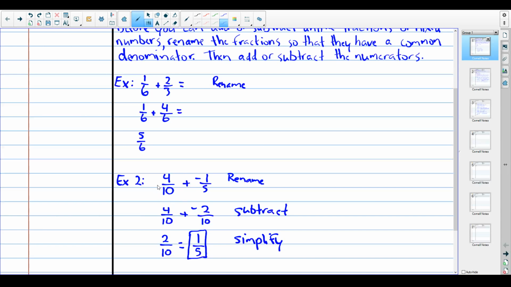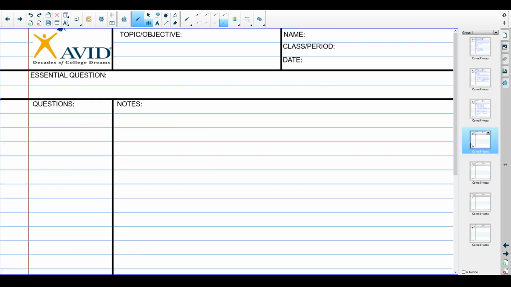Now if it was me and I saw 4/10, we could actually simplify this before and make this 2/5. And then 2/5 plus negative 1/5, you'd get the same answer. So you would just simplify at the beginning rather than the end. Right? What do we got next? Example 3.